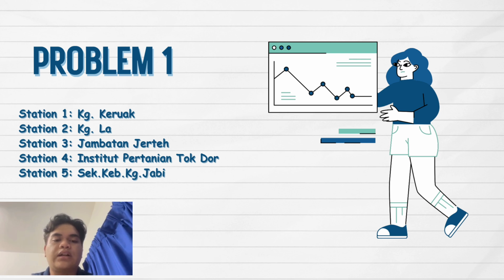I will talk about problem 1. For our project, we will choose Terengganu and we choose 5 stations. Station 1, Kampung Keruak. Station 2, Kampung La. Station 3, Jambatan Jetih. Station 4, Institut Pertanian Tok Dor. Station 5, Sekolah Kebangsaan Kampung Jabi.